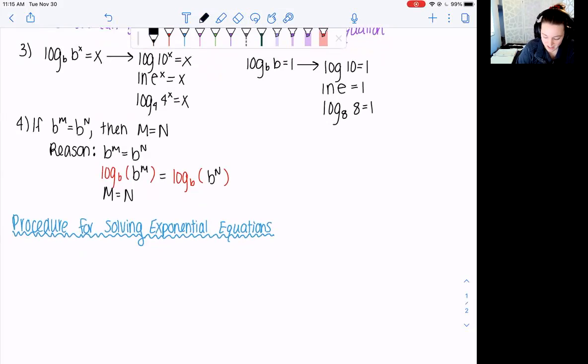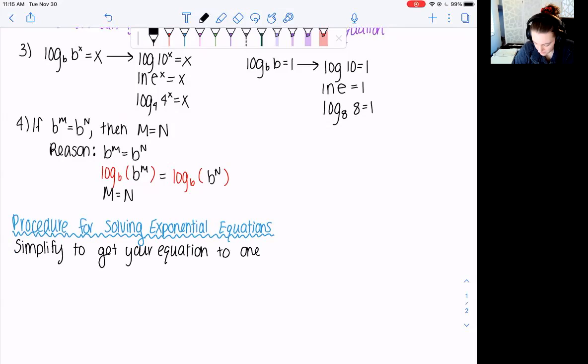All right. So the procedure for solving exponential equations. You need to simplify it to one of three forms. Now, technically, there's one procedure that could work for all of these. However, I'm going to give you different procedures for each of the cases to give you the easiest procedure for solving these equations. So first, you need to simplify to get your equation to one of the following forms.